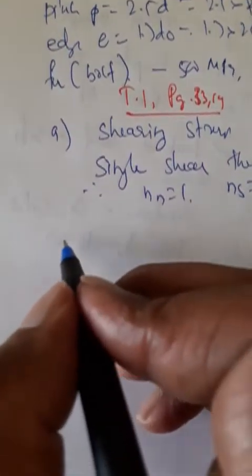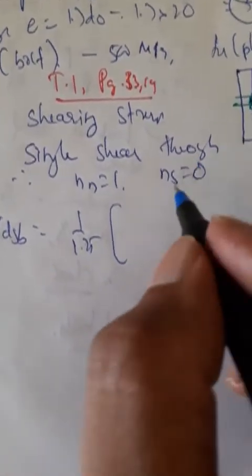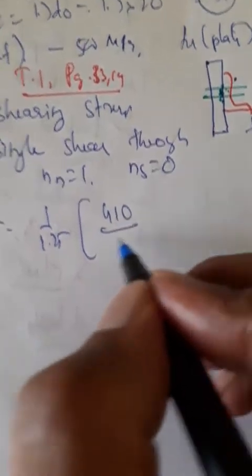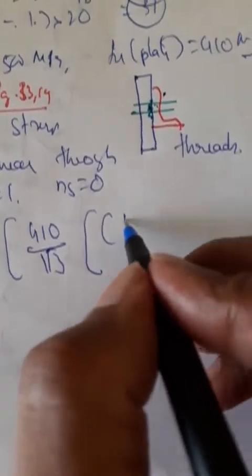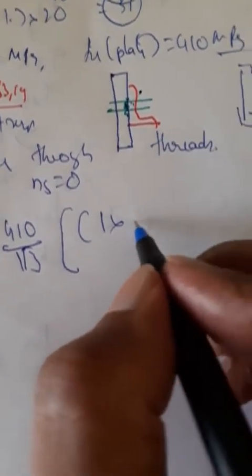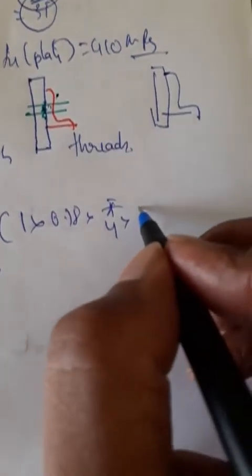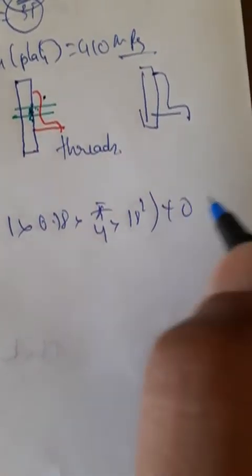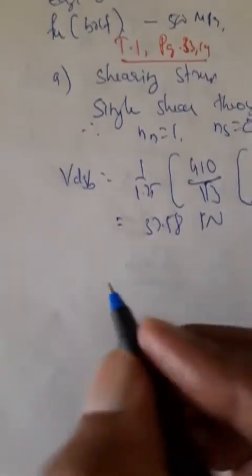Calculate design shearing strength. VDSB is equal to Fu by root 3 by 1.25, that is safety factor. 410 by root 3, into bracket, Nn is 1 into 0.78 pi by 4 into 18 square plus 0, this is Ns. So you have the answer 37.58 kilonewtons. Now find out bearing strength.